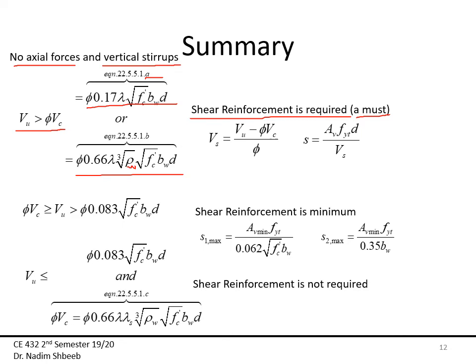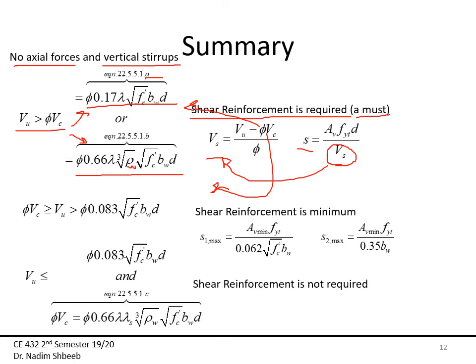So again, if V ultimate is larger than phi Vc, and phi Vc could be calculated either from this equation or that equation, one of them, then shear reinforcement is required. Then Vs is simply V ultimate, which we are getting from the loading, minus phi Vc, which is either this equation or that one, divided by phi. Then the spacing that I can calculate is Av fyt d over Vs, which I got from this over here. So this is part one.